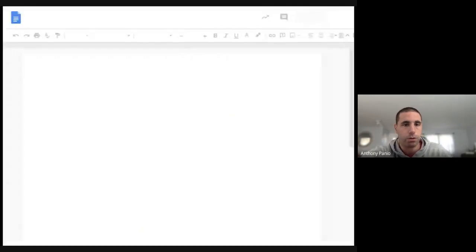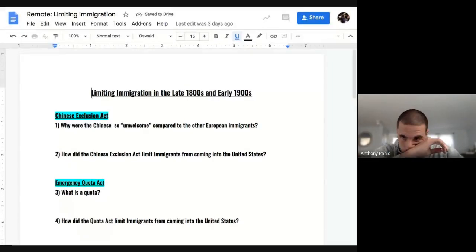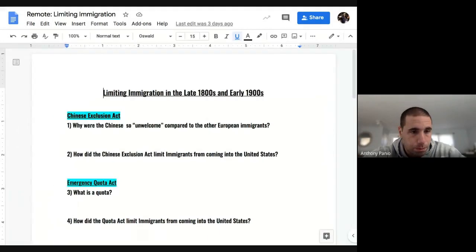So if you notice the tab that I'm sharing, the Chinese Exclusion Act. Let's see, do I have a hand raiser? All right, so limiting immigration in the late 1800s, early 1900s. I think someone maybe raised their hand, but I didn't see who. So why were the Chinese so unwelcome compared to other European immigrants?